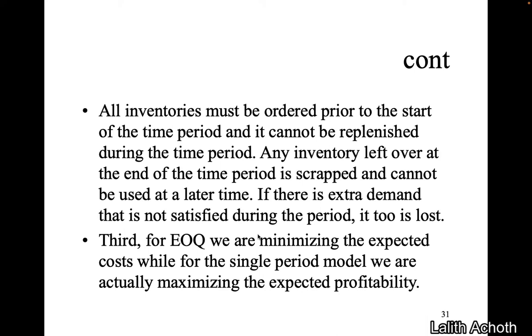Then the next difference: all inventories must be ordered prior to the start of the time period, and it cannot be replenished during the time period. Any inventory left over at the end of the single period is scrapped and cannot be used at a later date. If there is extra demand that is not satisfied during the period, it is lost. The vegetable vendor either has to destroy it, throw it in the garbage, or sell it at a very, very discounted price. So whatever is left over is scrapped, because you can't use it as that product.